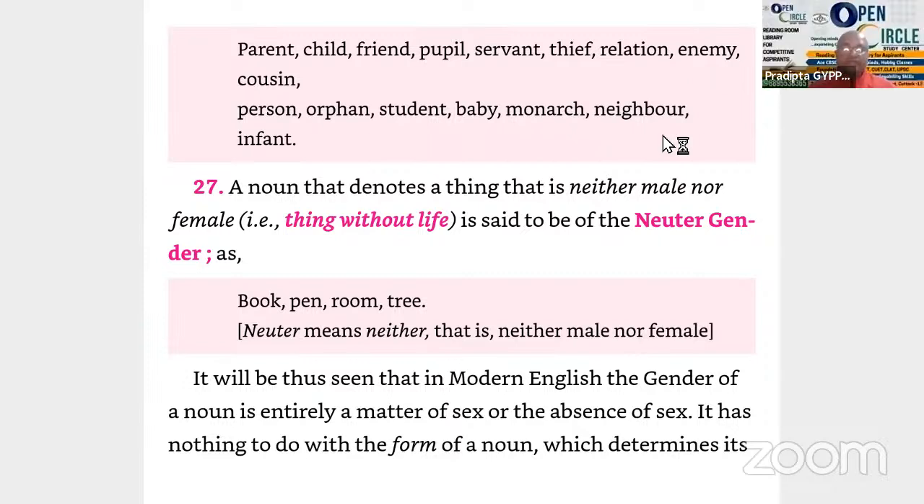All right, thank you. So now there are some nouns which can neither be male nor female because they are things without life. Such genders are called neuter gender. For example, a book. We don't have a male book, right? We don't have a female book either, right? So that is called a neuter gender. Book, pen, room, tree, these are neuter. So neuter means neither male nor female.